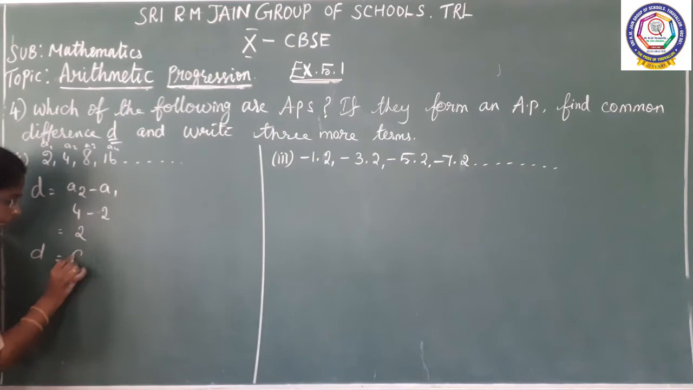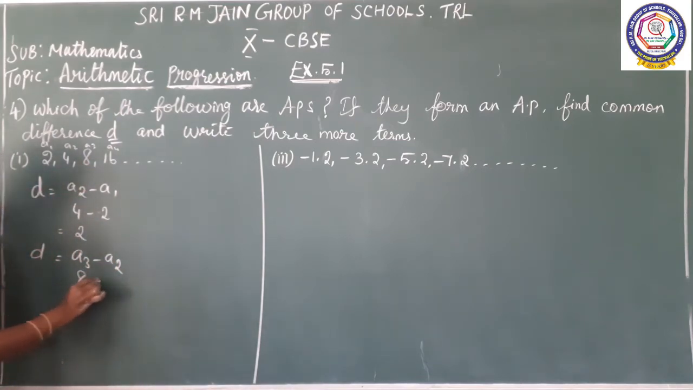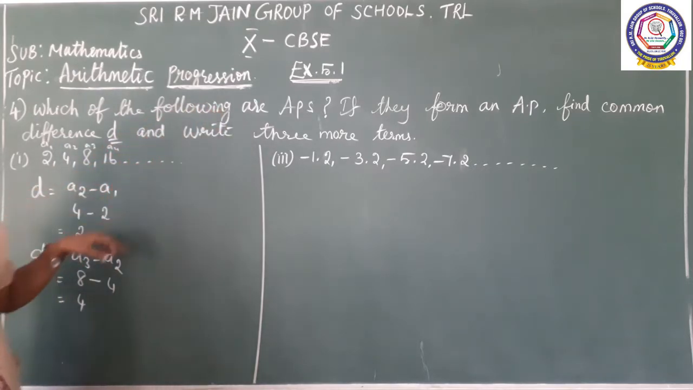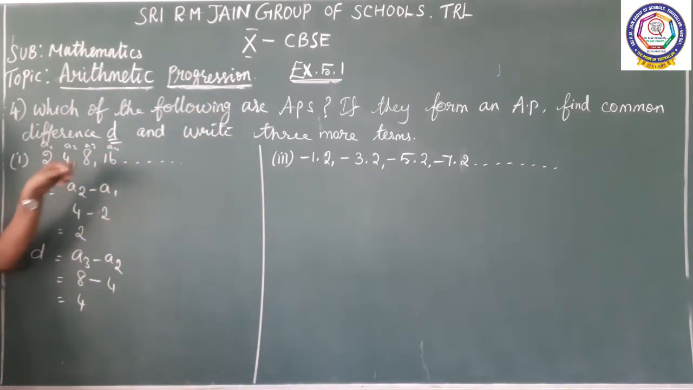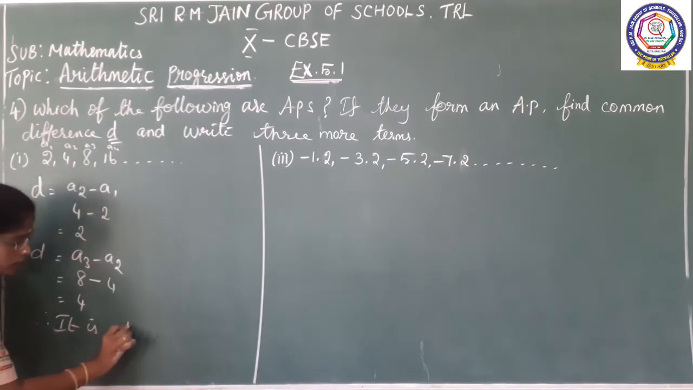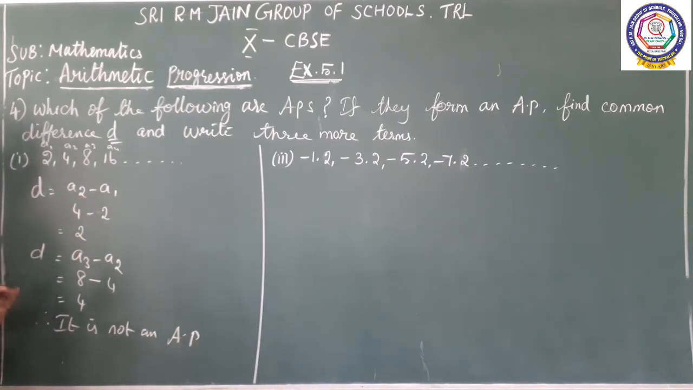What is the third term? That is A3 minus A2. What is A3 given? 8 minus, here what is A2 given? 4. If you are subtracting 8 minus 4, it is 4. Now you check, here the common difference is 2, here the common difference is 4. If both common differences are equal, it is an AP. If the common difference is not equal, it is not an AP. Therefore, it is not an AP because the common differences are not equal.